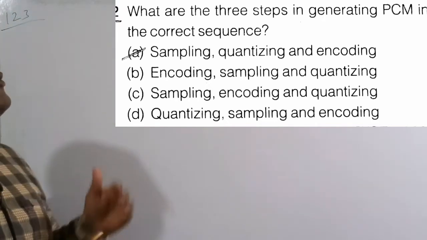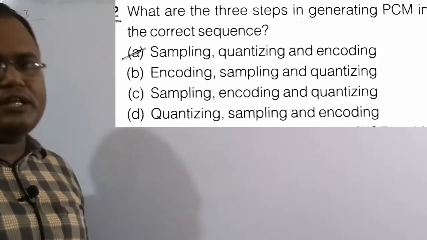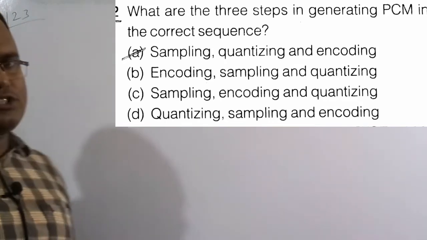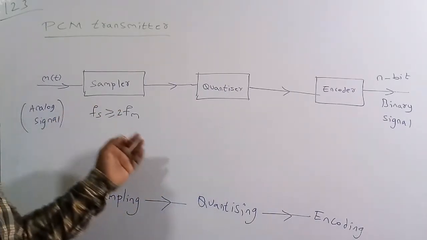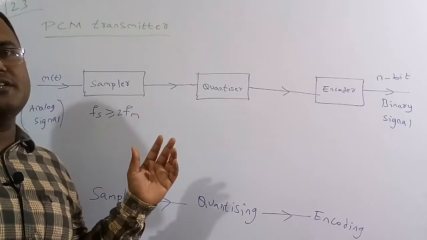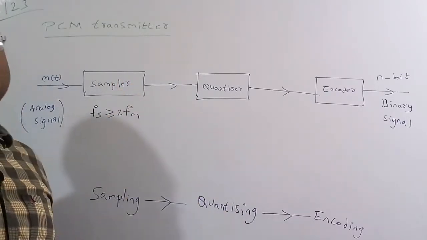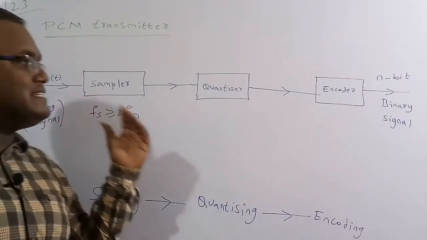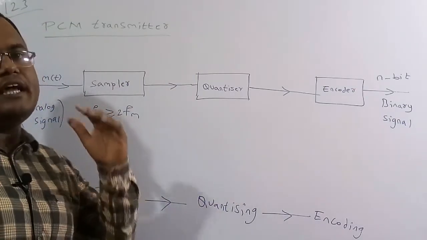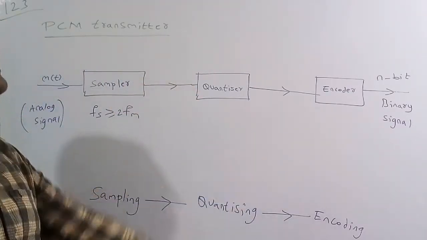Meaning first we are going to do the sampling, and then the quantizing, and then the encoding. So let's solve this question. This is a block diagram of the PCM transmitter, pulse code modulation. It is digital communication, which has the highest noise immunity when compared to all other schemes in analog communication and digital communication. Always digital communication has more noise immunity, and among them PCM has more noise immunity when compared to all other schemes.